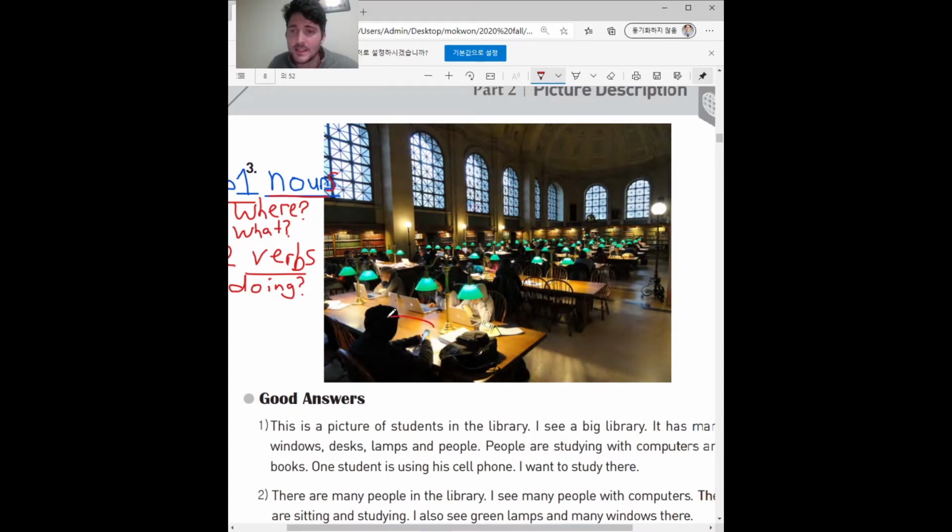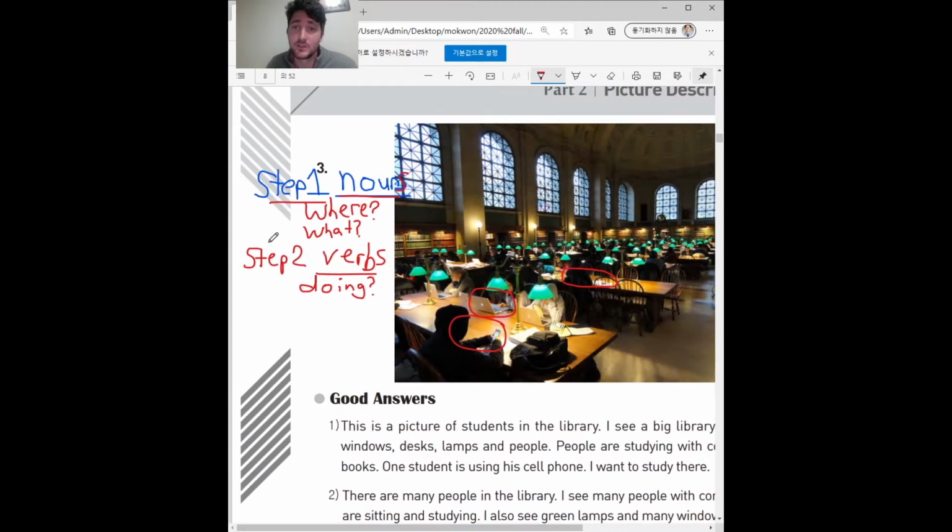I see using a phone. I see using a computer. I see maybe this person is studying, doing homework. Maybe, yeah, 100% 모르지만 that's okay. That's what I see. I see the phone, I see the computer. It looks like studying over here. Very good. So that's step 1 and step 2.